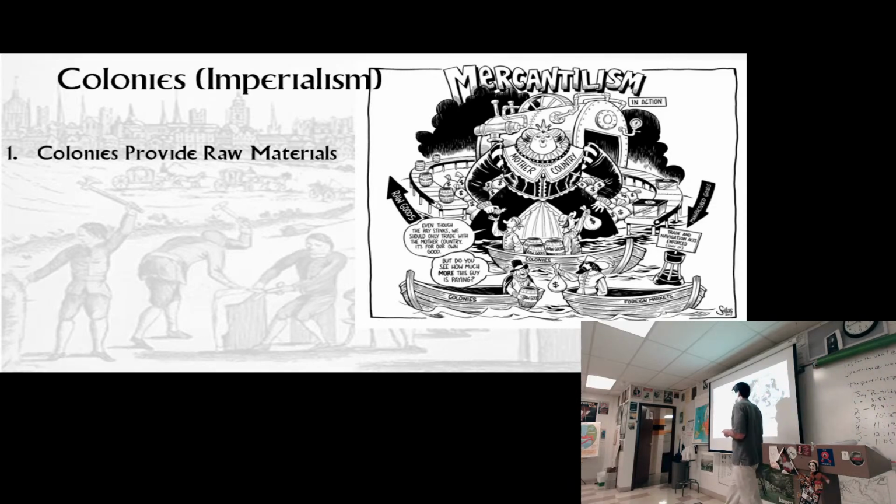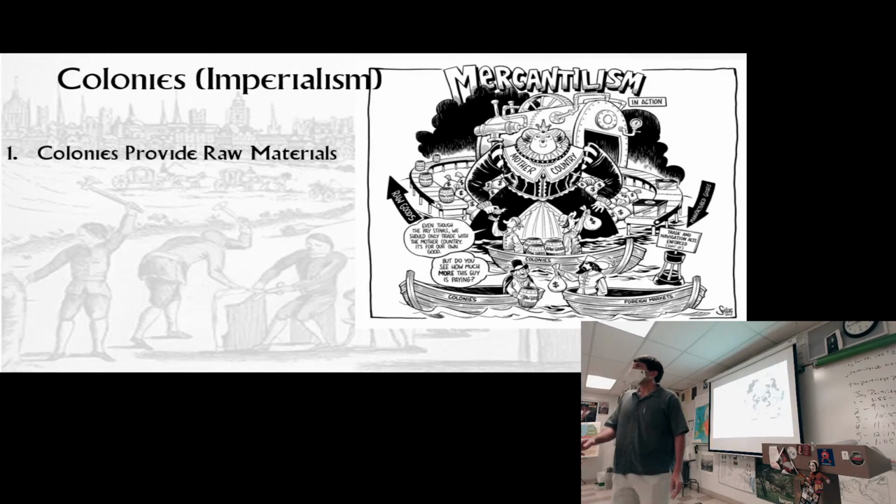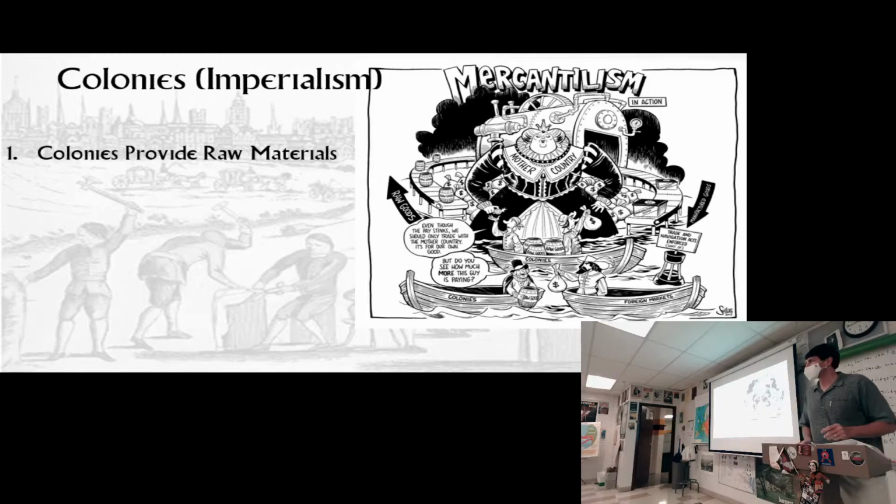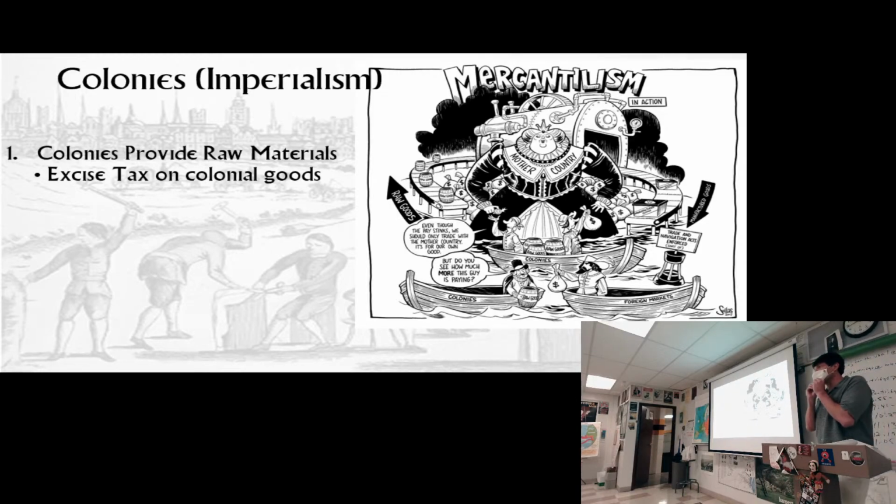But colonies do three things. Number one, they provide the raw materials. So you don't have to pay a tariff. If you have to buy from another country, with tariffs and exports, your money leaves. If you get the colonies, then you own the source, you as a country. And then how do you make money? A tax. You add an additional tax to the sale of all the goods from the colonies. This additional tax is called an excise tax. So just a percentage, boom, you pay extra.